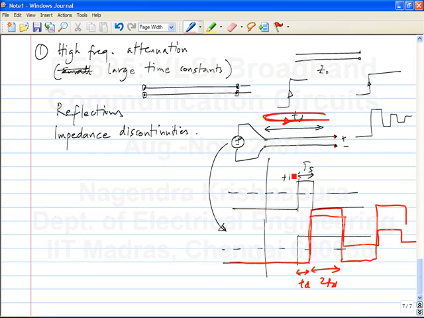So clearly here also you can run into problems if the ringing is so much that it reverses the polarity of the signal.